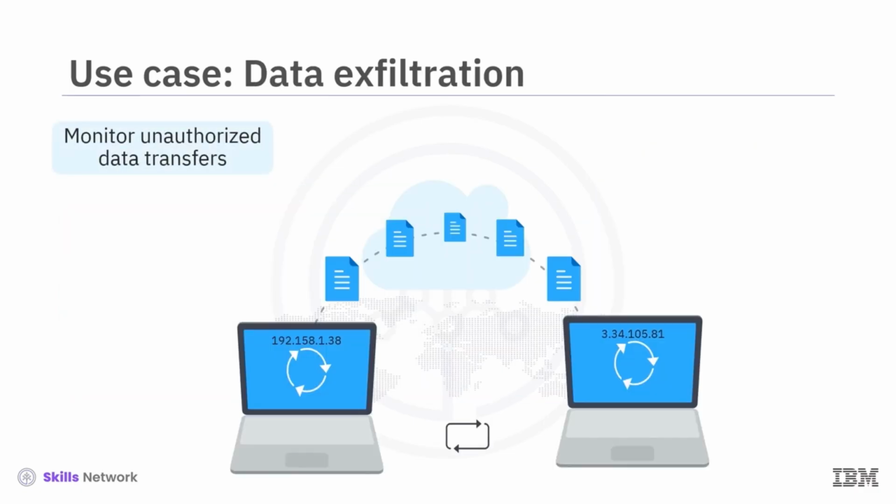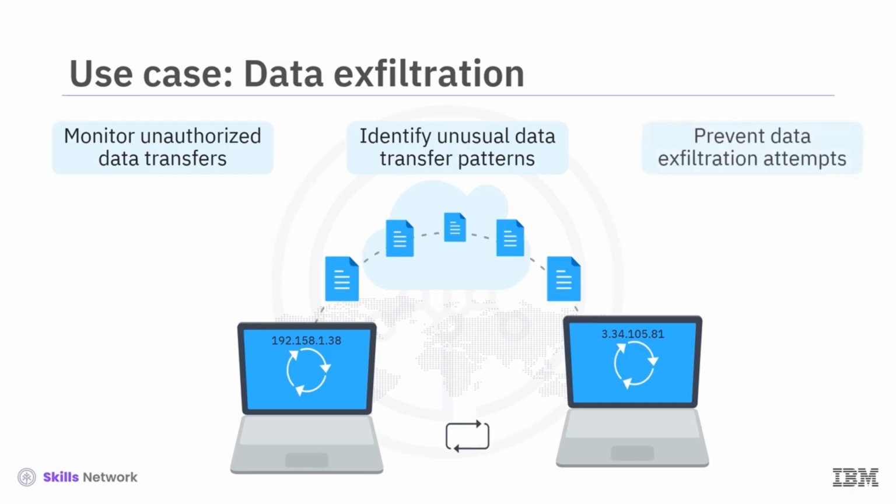Monitoring for unauthorized data transfers out of the organization is another crucial use of UBA. Monitoring identifies unusual data transfer patterns that could indicate data exfiltration attempts. For example, detecting large volumes of data sent to an external IP address through network flow analysis could suggest an attempt to exfiltrate data, triggering an investigation to prevent data loss.